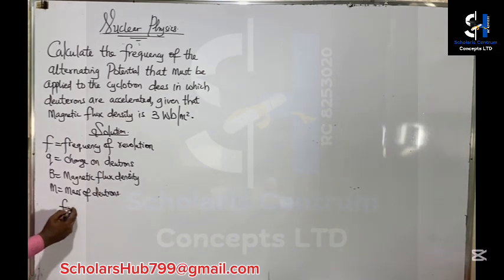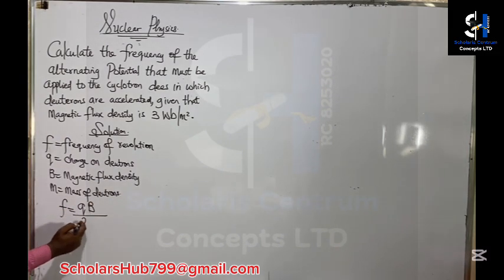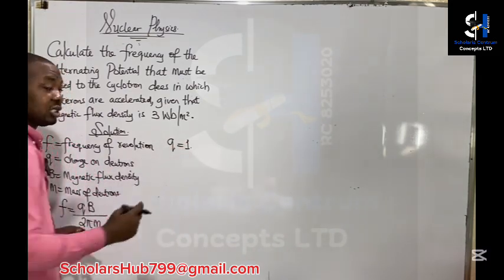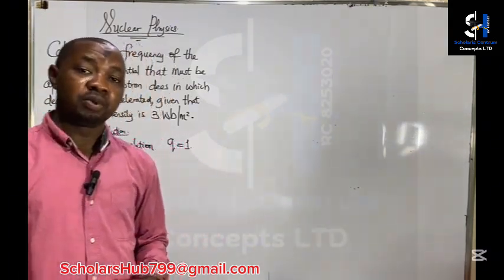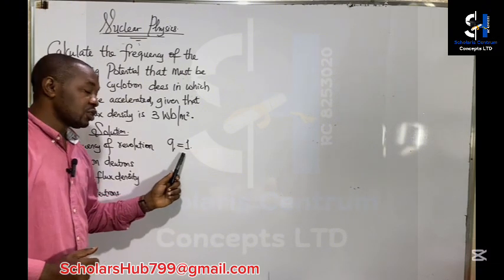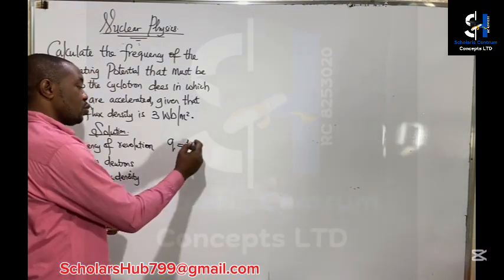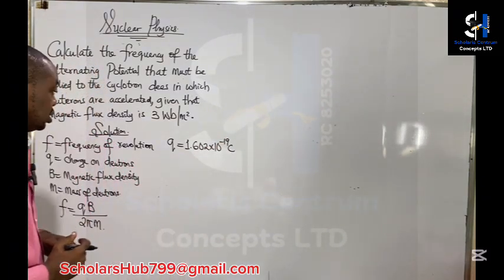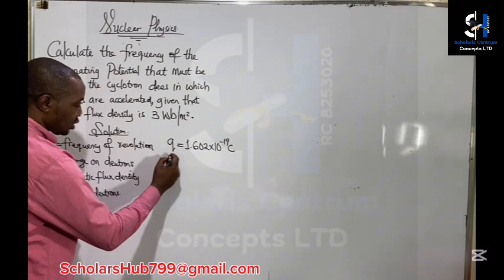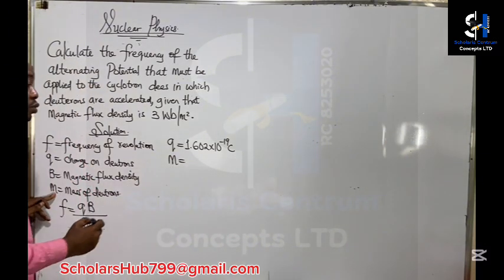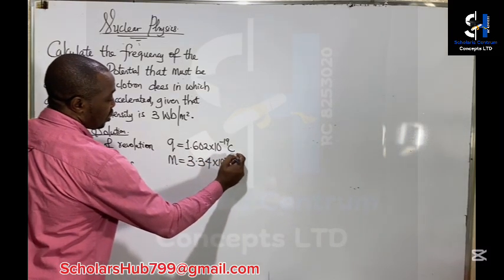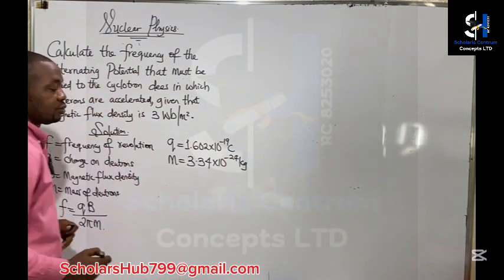The formula for the frequency is QB over 2 pi m. The charge on the deuteron is the same as the charge on the proton. The proton is a positively charged particle, and the magnitude of its charge is 1.602 times 10 raised to the power of negative 19 coulombs. The mass of the deuteron is 3.34 times 10 raised to the power of negative 27 kilograms.